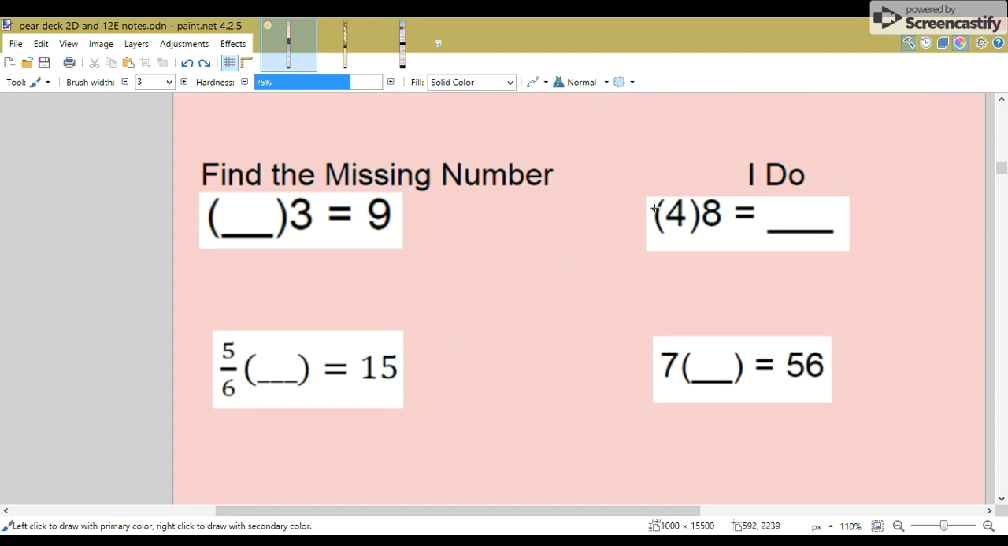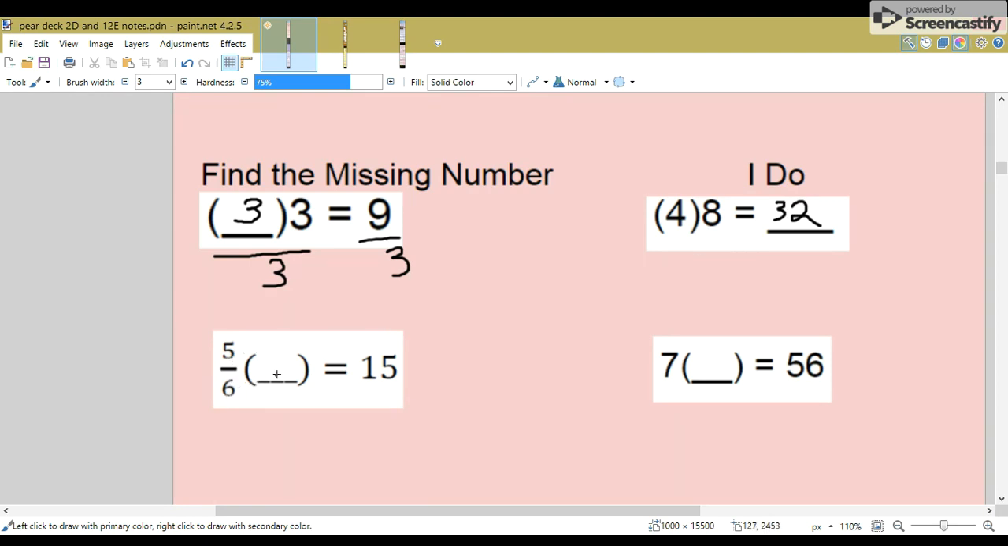Find the missing number. Write these down on your Pear Deck foldable. Something times 3 is 9. 3 times 3 is 9. To show the one step that you do, you divide each expression by 3. 9 divided by 3 is 3. That's your answer. 4 times 8 equals something. 4 times 8 is 32.